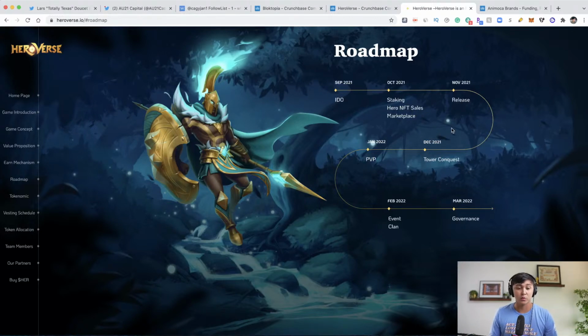Very cool. So it's one of these things that's going to be released. December 2021, Tower Conquest. January 2022, PvP. February and March 2022. Okay. That's enough for me to know.